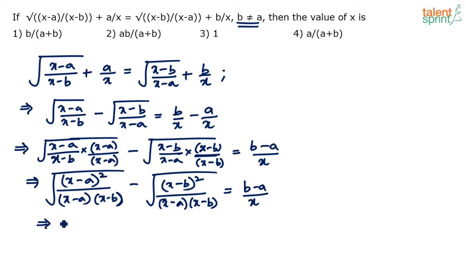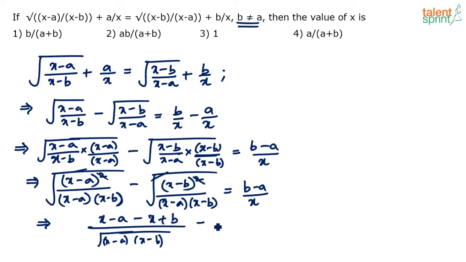So if you take the denominator as the LCM, which is root over x minus a into x minus b, what will happen in the numerator? We'll have, see, this square root and this gets cancelled. Here this square and square root gets cancelled. Of course, that square root is applicable in the denominator, which you've already considered. We will have x minus a minus of x minus b, which is equal to b minus a by x. So x and minus x gets cancelled.